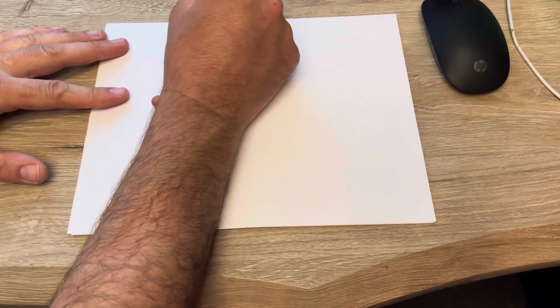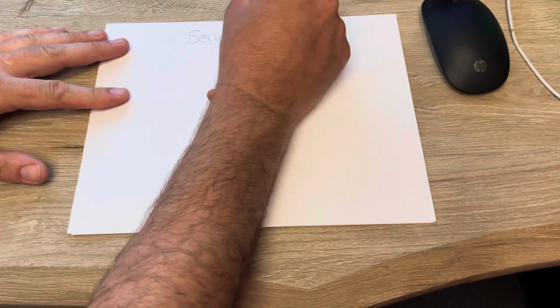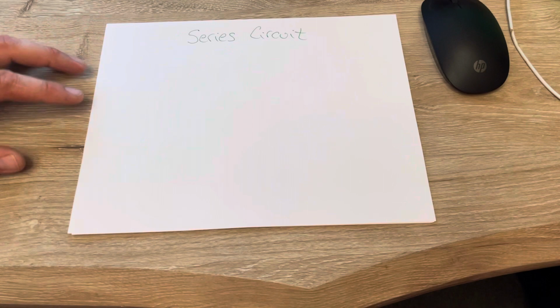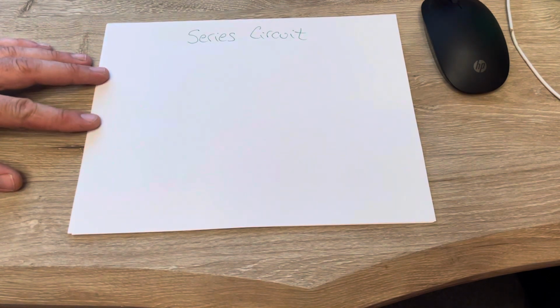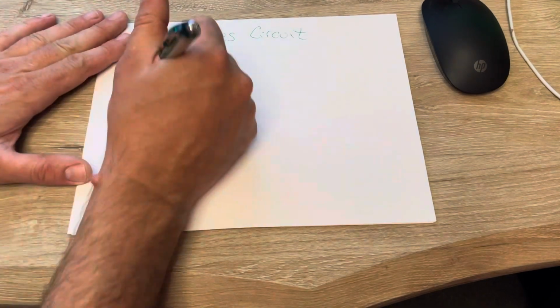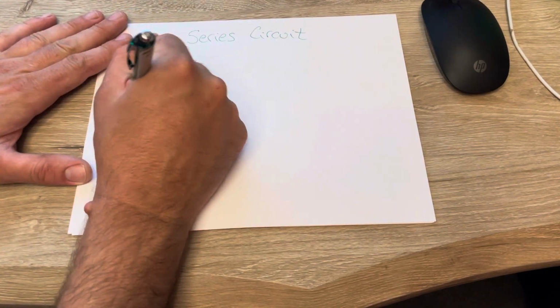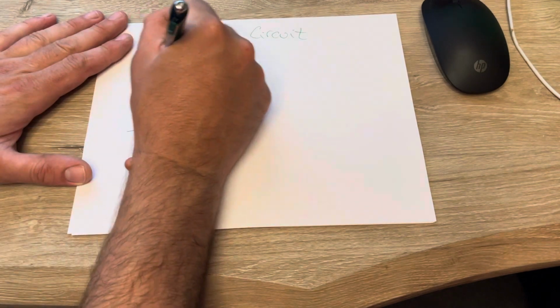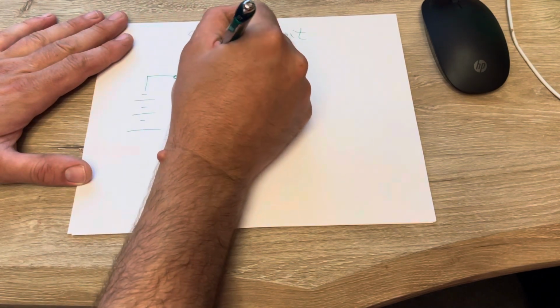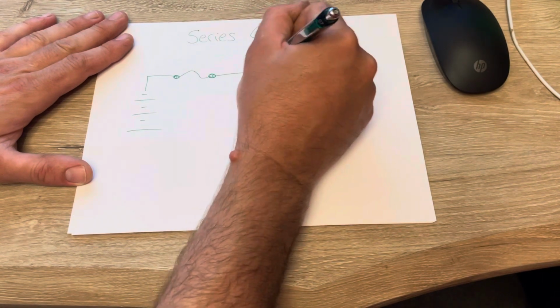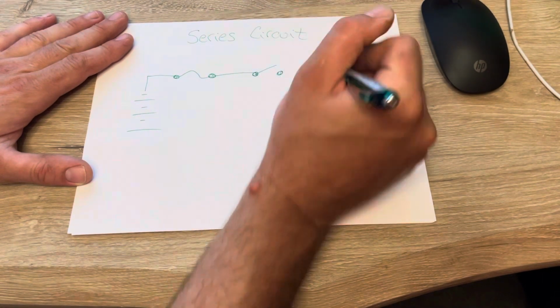So we're going to use this video to explain the characteristics of a series circuit. A series circuit is a circuit that only has one path for electricity to travel. So if I had a battery and then I had a fuse followed by a switch, that is a fairly common way to build a circuit.